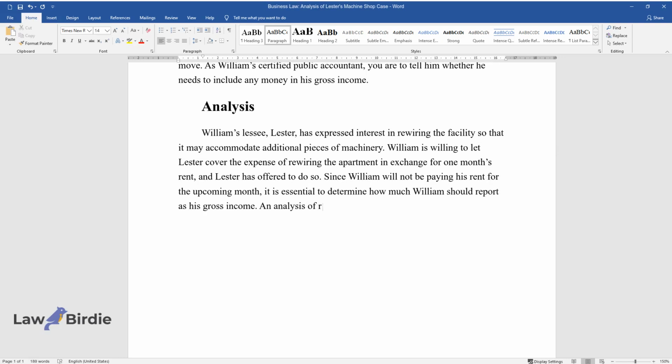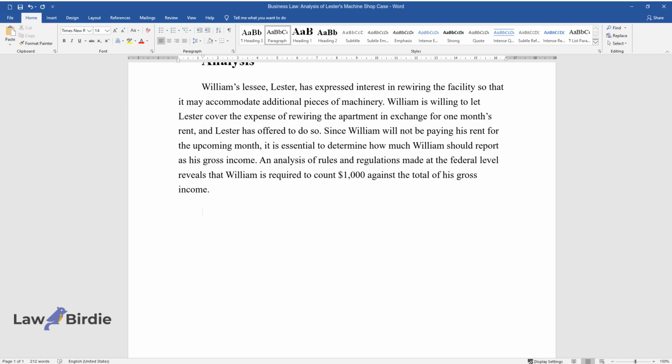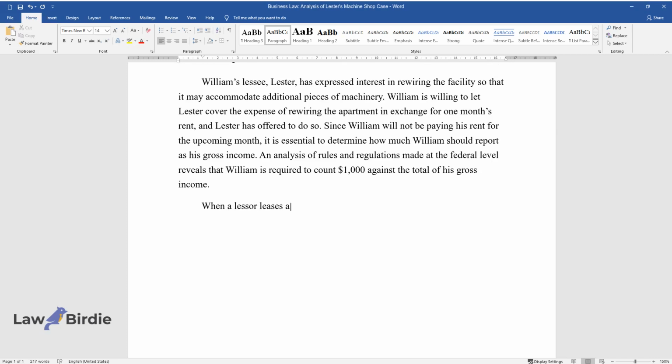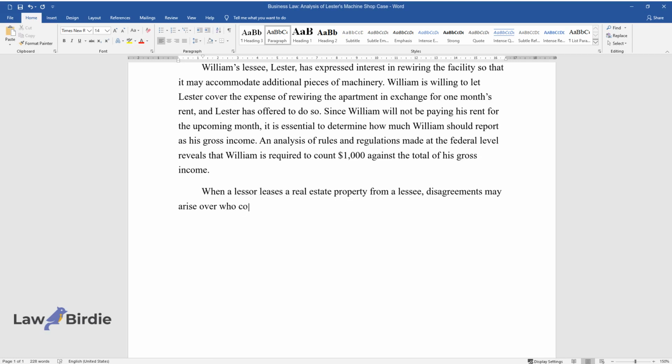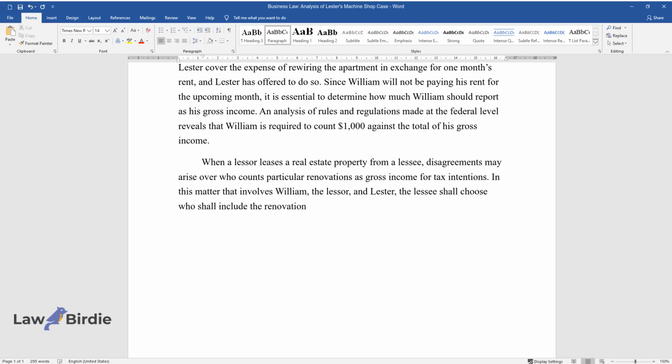An analysis of rules and regulations made at the federal level reveals that William is required to count $1,000 against the total of his gross income. When a lessor leases a real estate property to a lessee, disagreements may arise over who counts particular renovations as gross income for tax purposes. In this matter that involves William, the lessor, and Lester, the lessee, we must determine who shall include the renovations on Lester's machine shop in gross income.